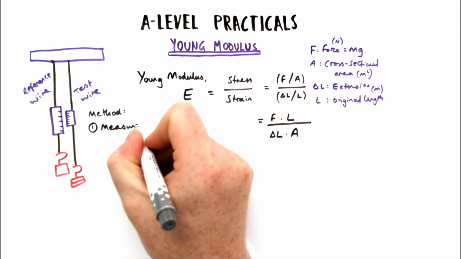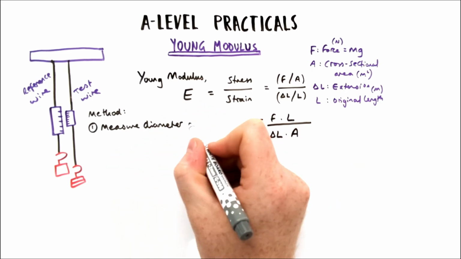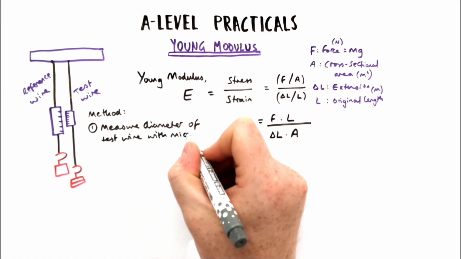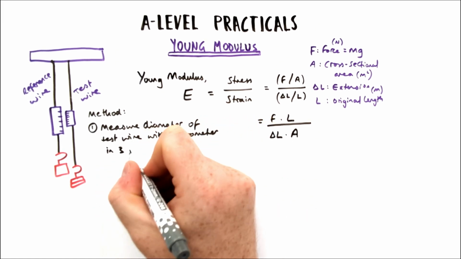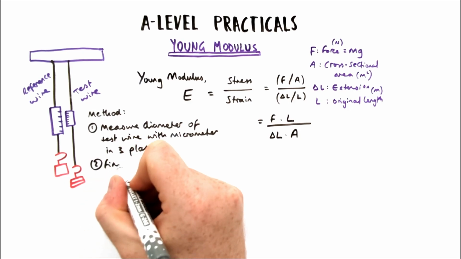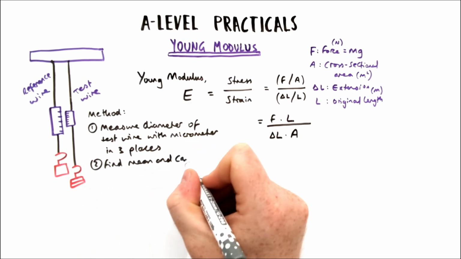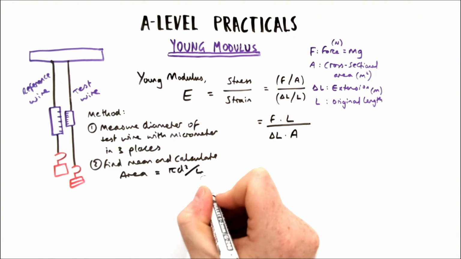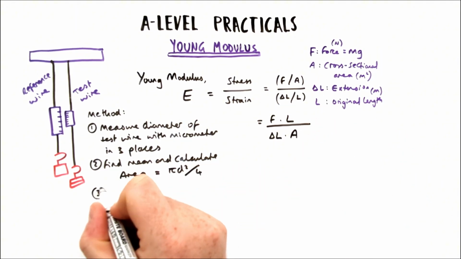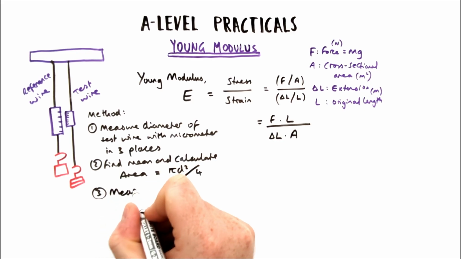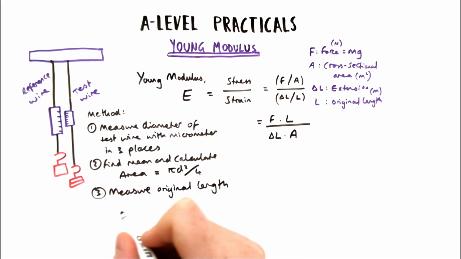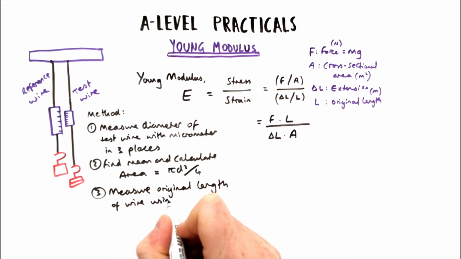So here's what the method would be to measure the Young modulus in a practical way with a graph. First of all, measure the diameter of the test wire with a micrometer in 3 different places. You could do it while it's set up. Then find a mean and calculate the cross-sectional area using pi d squared over 4. Then measure the original length of the wire using a meter ruler or a tape measure, and again you can do this when it's already set up.